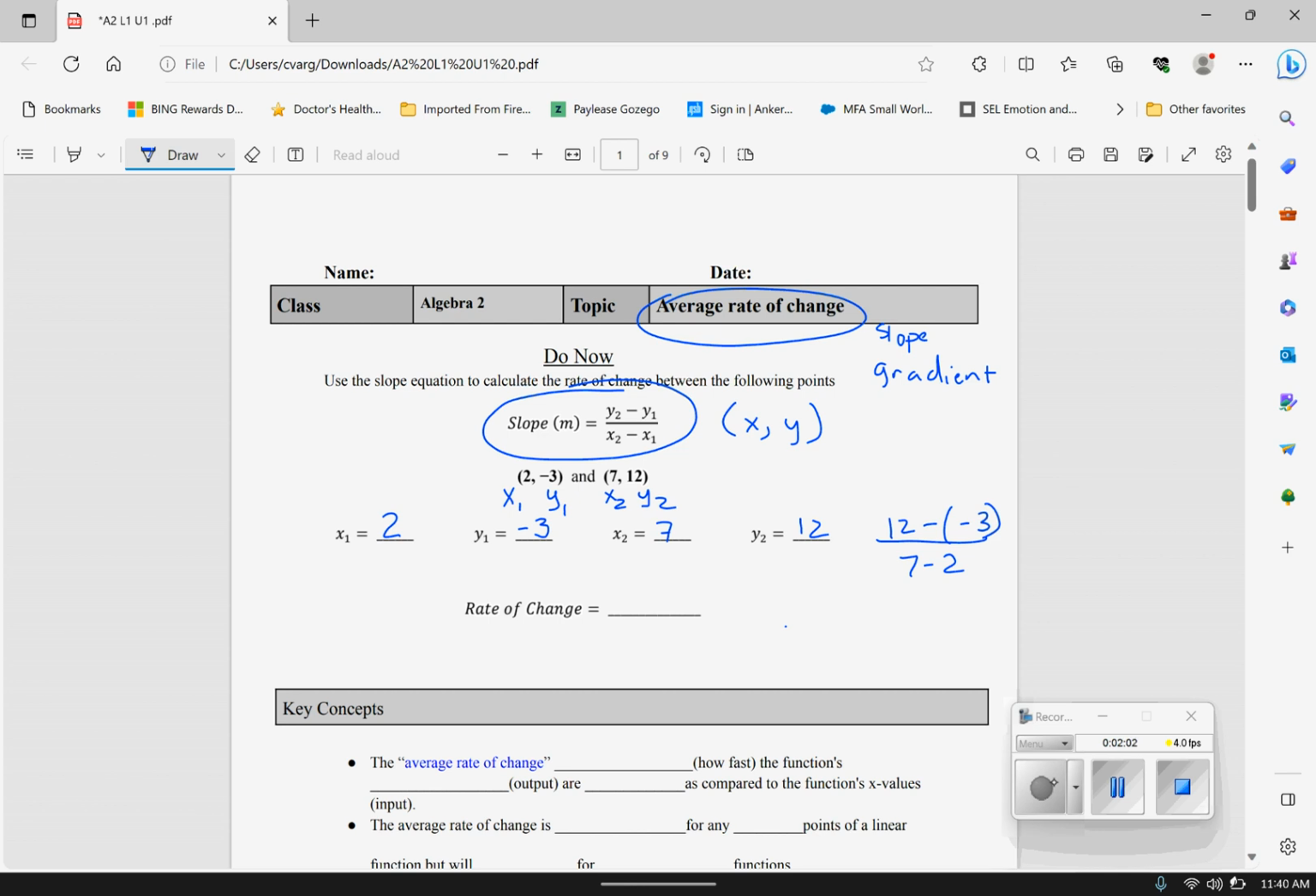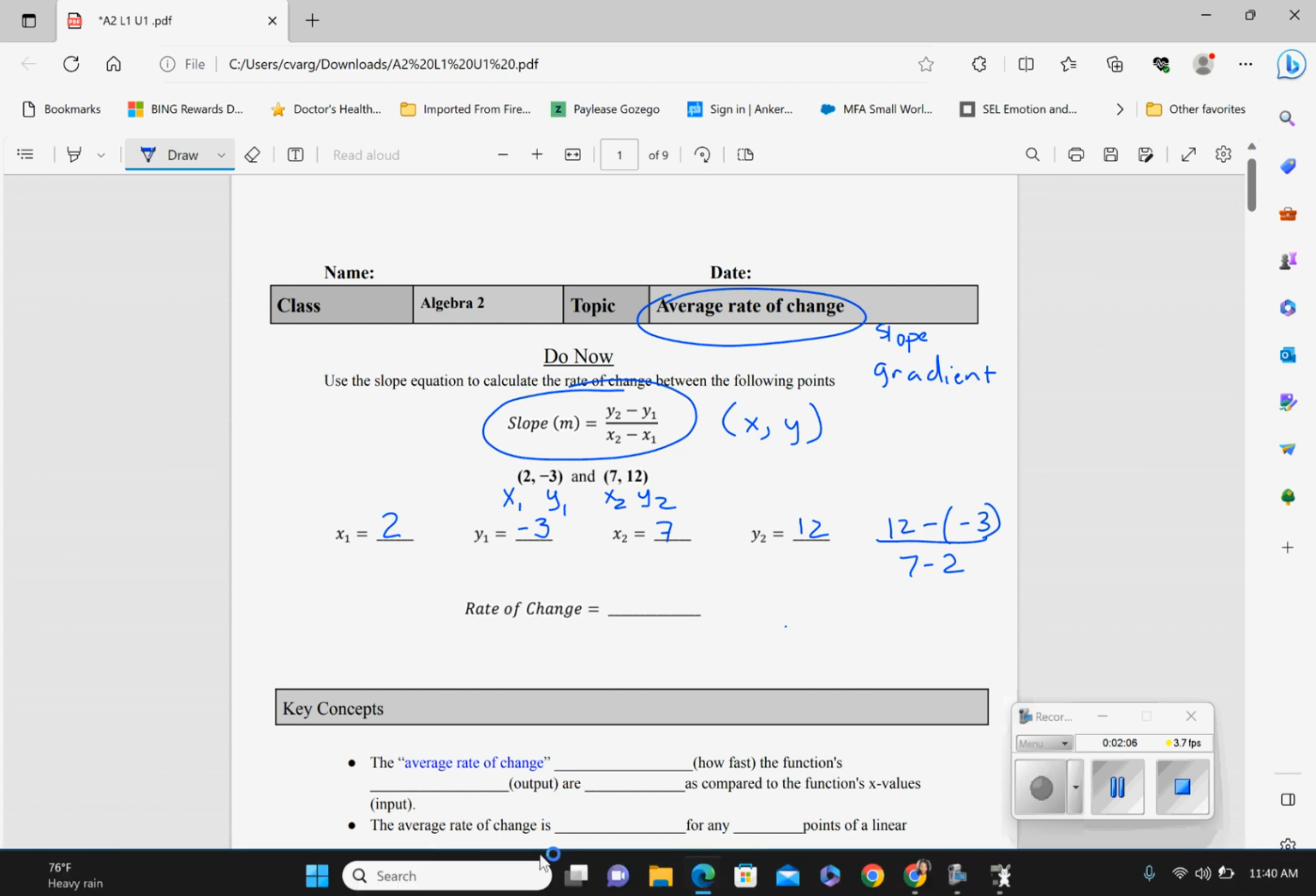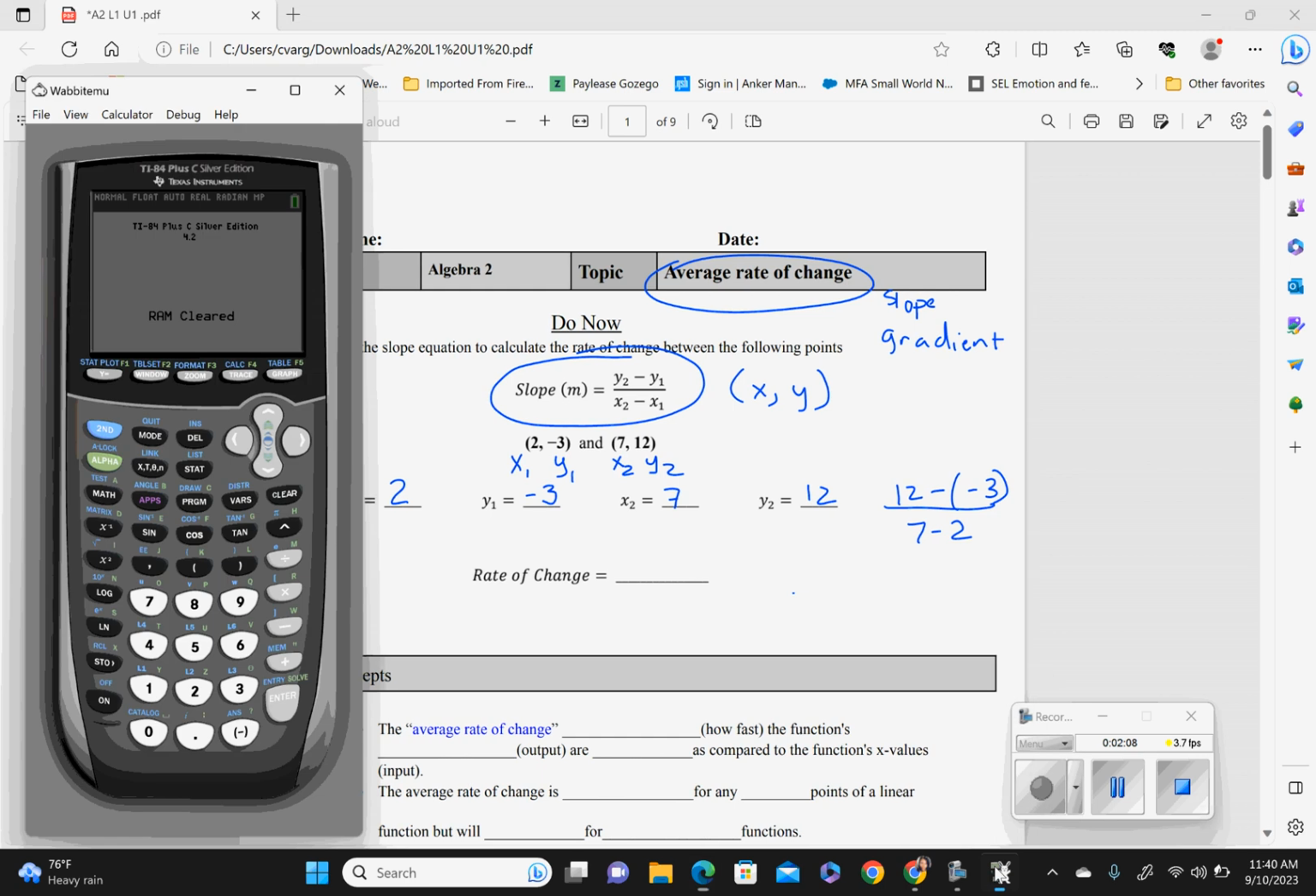If you can take your calculator out at this time, I have mine right here. The first thing we want to do is clear anything that's there. We want to put a fraction bar. The way that you do that is alpha and y equals. There are other ways to do it, but this is the way that most students prefer, so this is the way that I do it. Then you hit option number 1, which is a fraction, and you just type in everything that's there. So 12 minus parentheses -3.